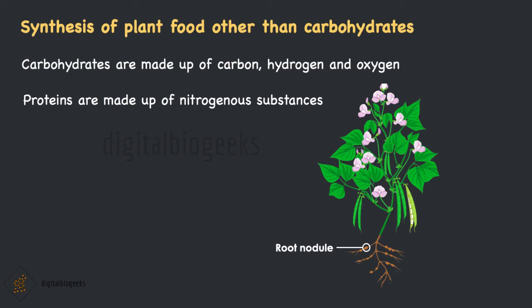Here you can see the pea plant and the root nodules in the pea plant. The nodules in the roots of pea plant contain some bacteria called nitrogen fixing bacteria or Rhizobium bacteria. They convert nitrogen into nitrogen compounds which can be readily absorbed by the plants. Thus plants get nitrogen and they can synthesize proteins.